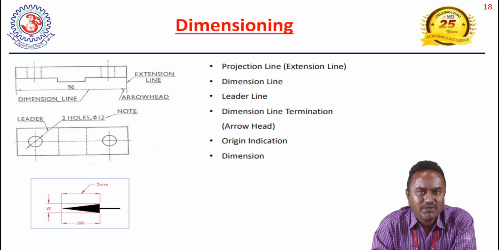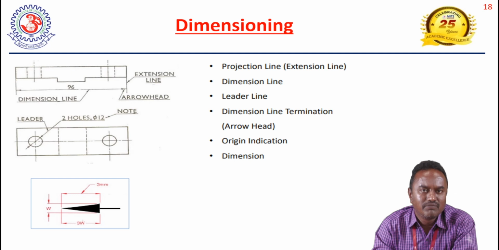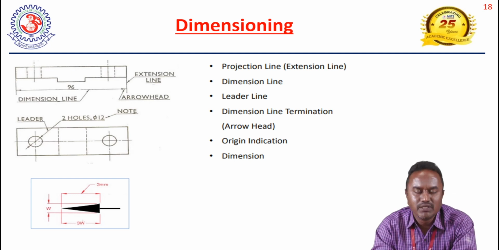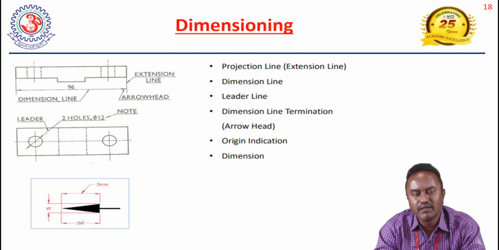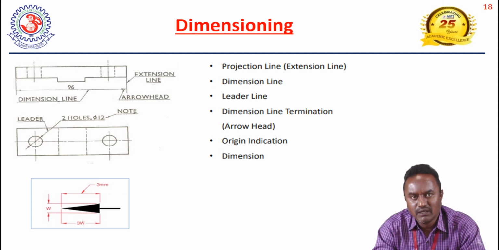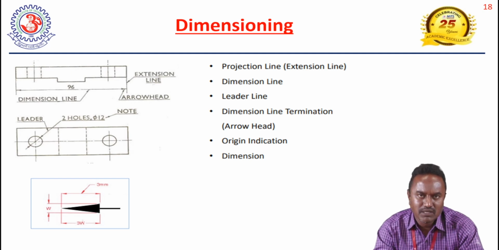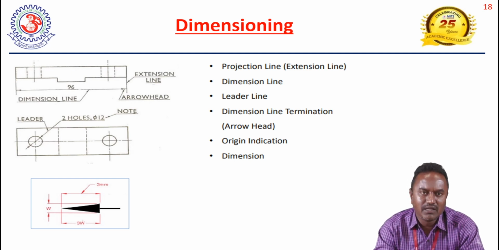When we come to dimensioning, dimensioning is a very important factor in all drawings. Without knowing the dimensions, manufacturing is not possible. First we come to the projection lines. The projection line, in the same way as the dimension line and leader line, and the dimension line with termination arrowheads and origin indication, all come under dimensioning. We have parallel line dimensioning and many types of dimensioning. Anyway, in dimensioning there are different types of lines we can use.